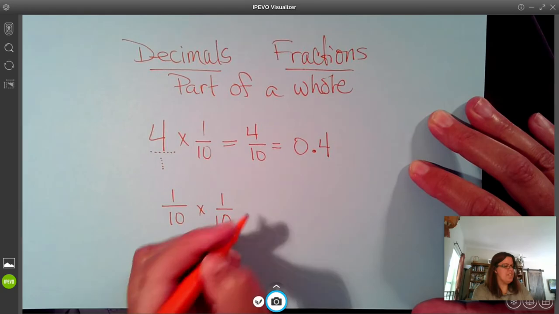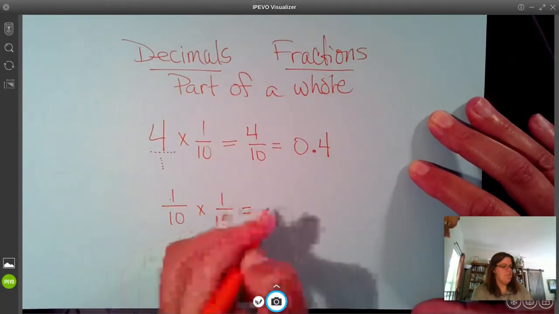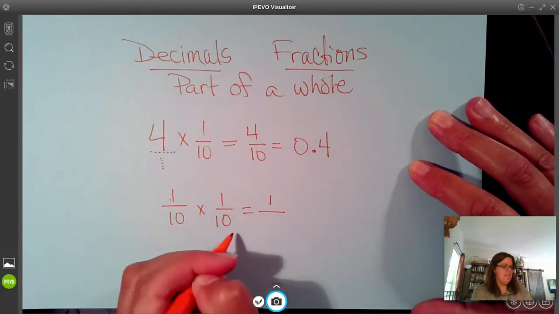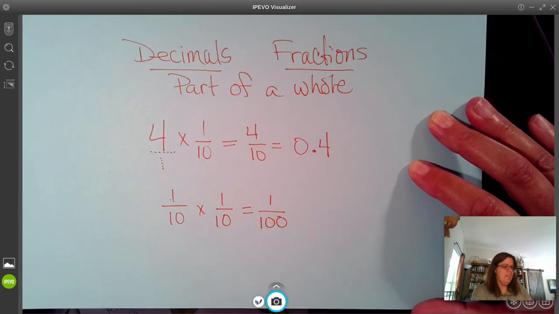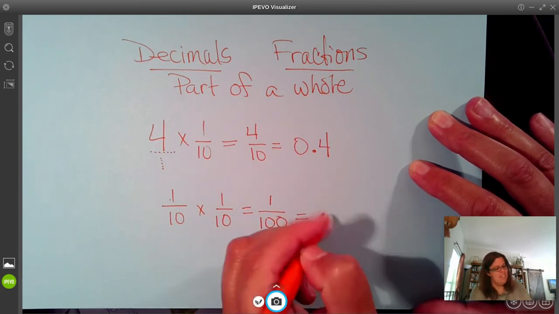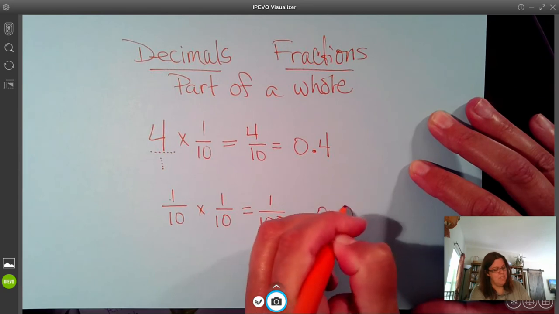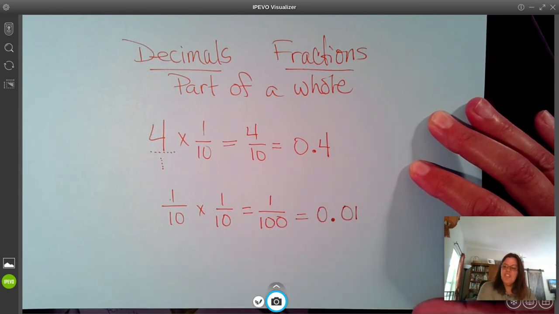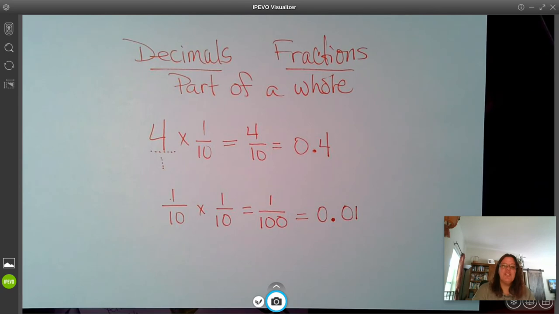Trying to remember that, think about this one. 1/10 times 1/10: 1 times 1, 10 times 10, which means 1/100th. So our first day of practice is pretty simple. We're just relating our fractions and our decimals back together.